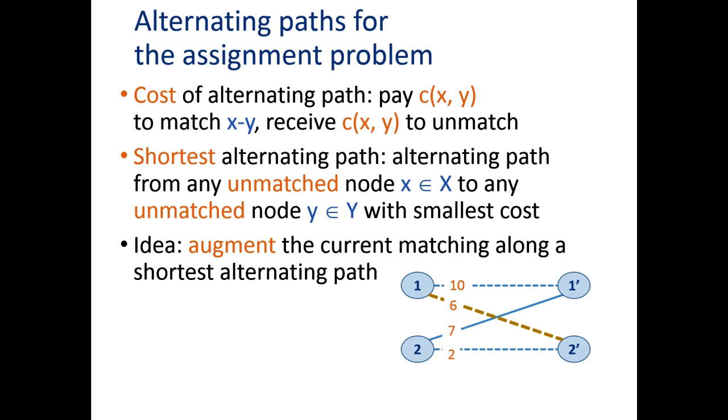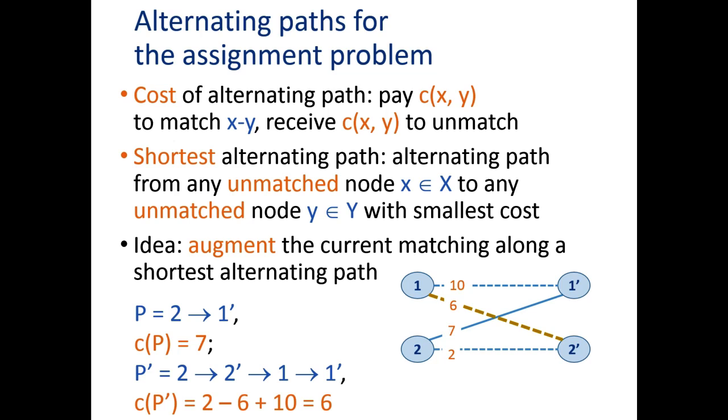Which one is better, simple or complicated? Complicated, right? Let's look at the costs. The simple one costs 7. And for the complicated one, you pay 2 minus 6 plus 10, which is 6. So this is cheaper. This is what you want to do. The point is, you're not particularly attached to the edges you currently have in the matching. If you can have a better matching, you're not cautiously adding things to your matching, you match and unmatch and you look at the costs.